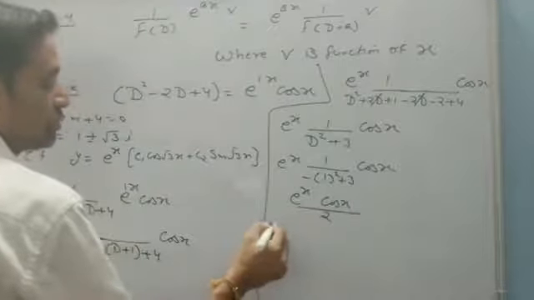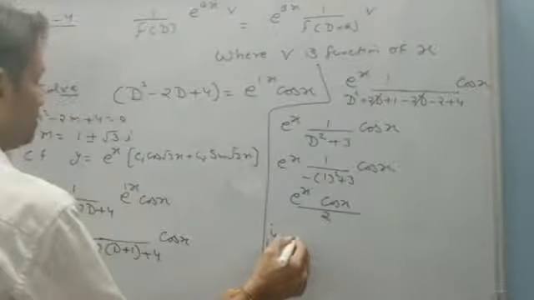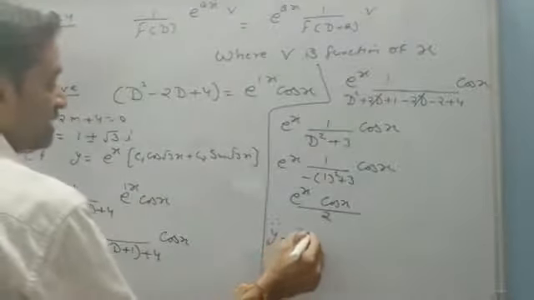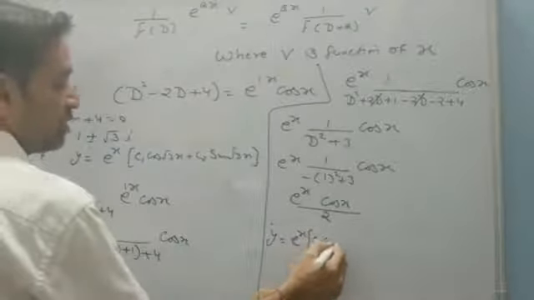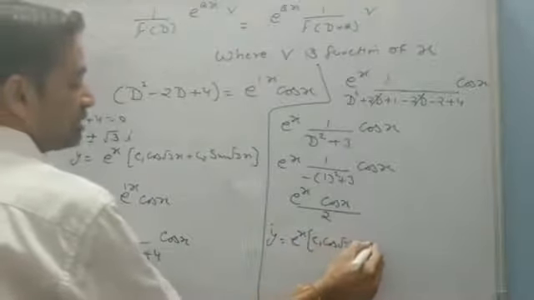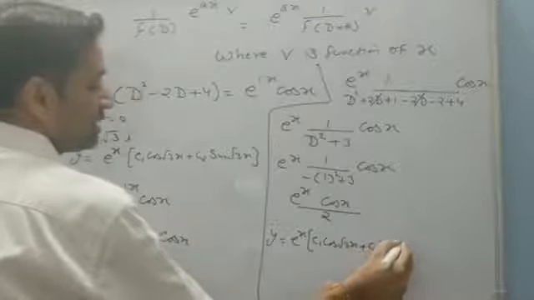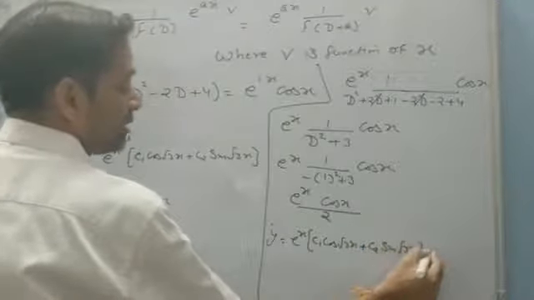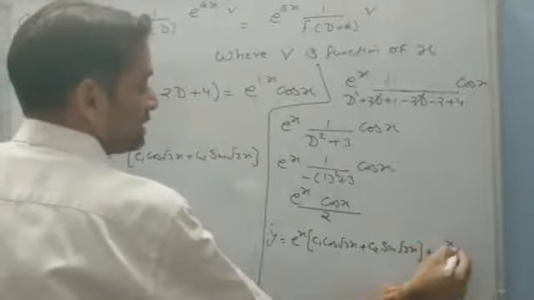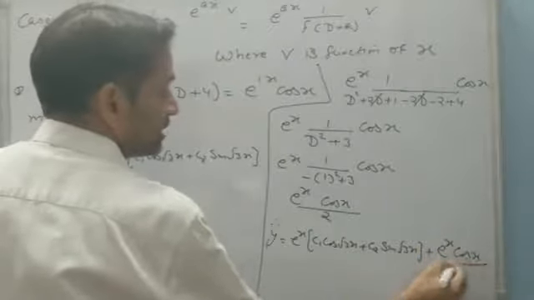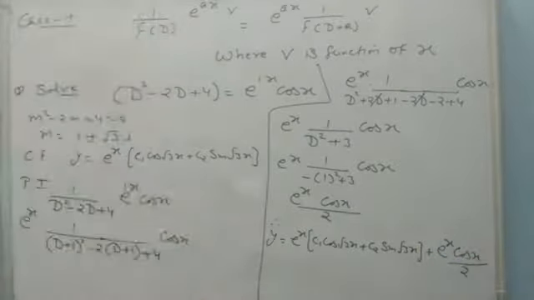So therefore the solution is y equals e to the power x, c1 cos root 3x plus c2 sin root 3x, plus e to the power x cos x by 2. I hope you understand how to solve this. I just took a simple example. Now let us take another example.